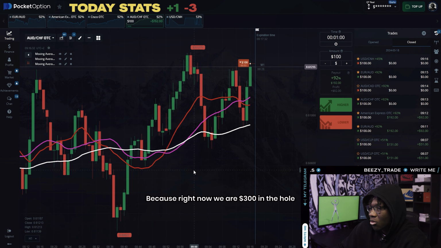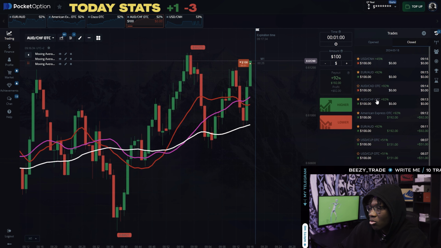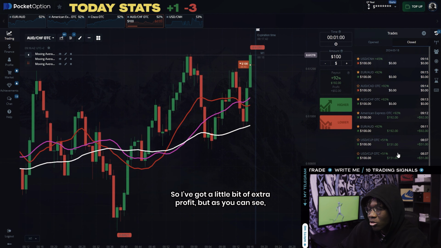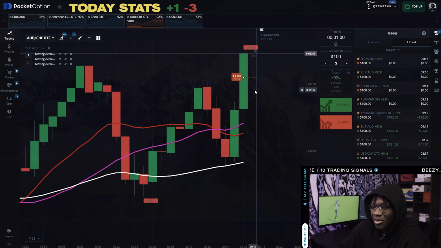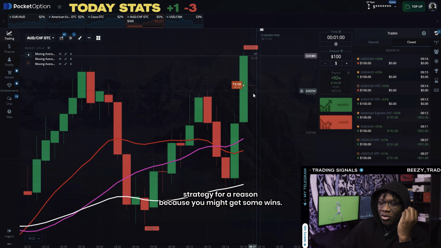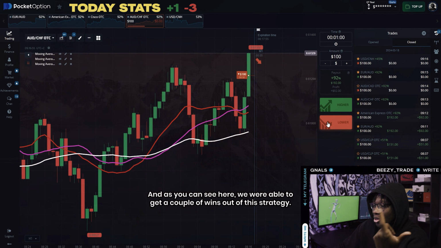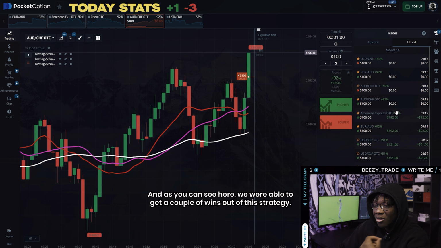Because right now we are $300 in the hole after making $400. So that's 2 trades we won. But calculating all the trades I made today using it before, I got a little bit of profit. But as you can see, it's an easy strategy for a reason, because you might get some wins. And as you can see here, we were able to get a couple of wins out of this strategy.